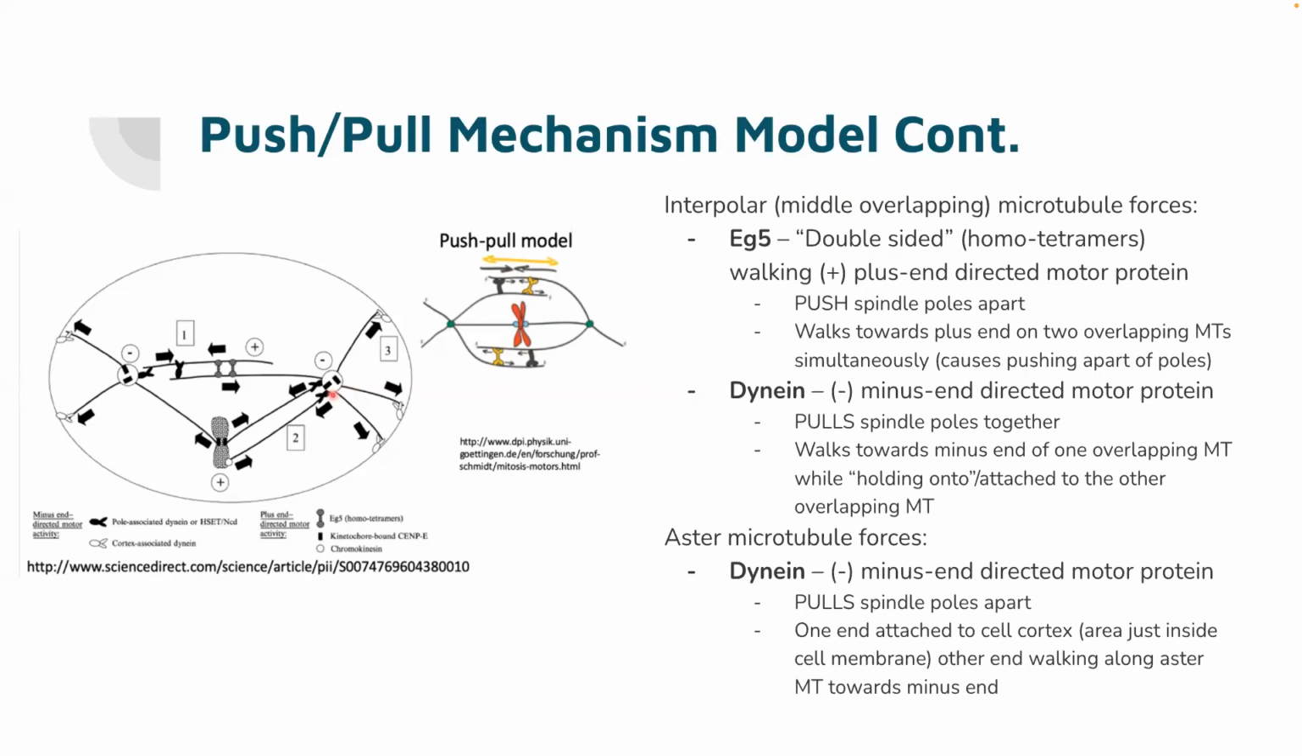And then aster microtubules involve dynein, which is minus end directed, and the spindle pulls apart, where one end is attached to the cell cortex, which is the area just inside the cell membrane, and the other walking end is along the aster microtubule towards the minus end.